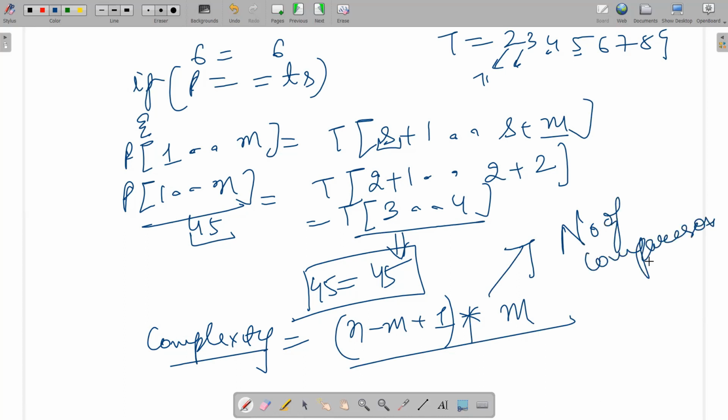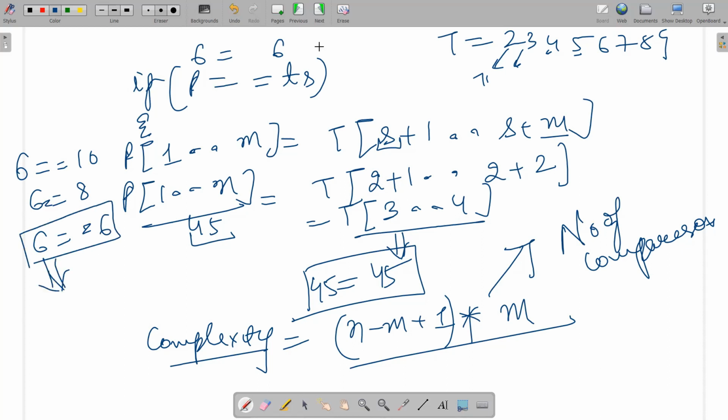I'm not comparing 2 with 4. I'm not comparing 3 with 5. I'm not comparing 4 with 4 and 5 with 5 separately. I'm comparing their hash values or their mod values. We compared 6 with 10, 6 with 8, and 6 with 6. So the number of comparisons is less. That is why this is a preferred algorithm.